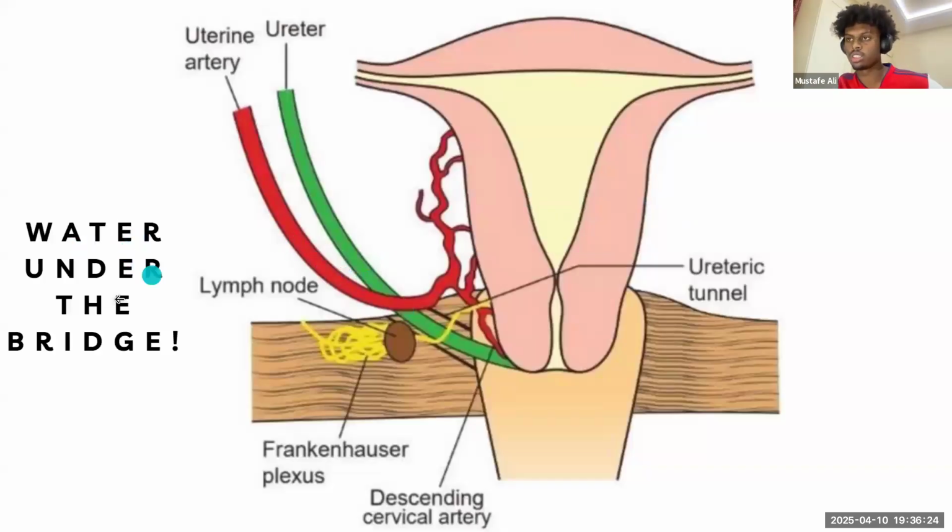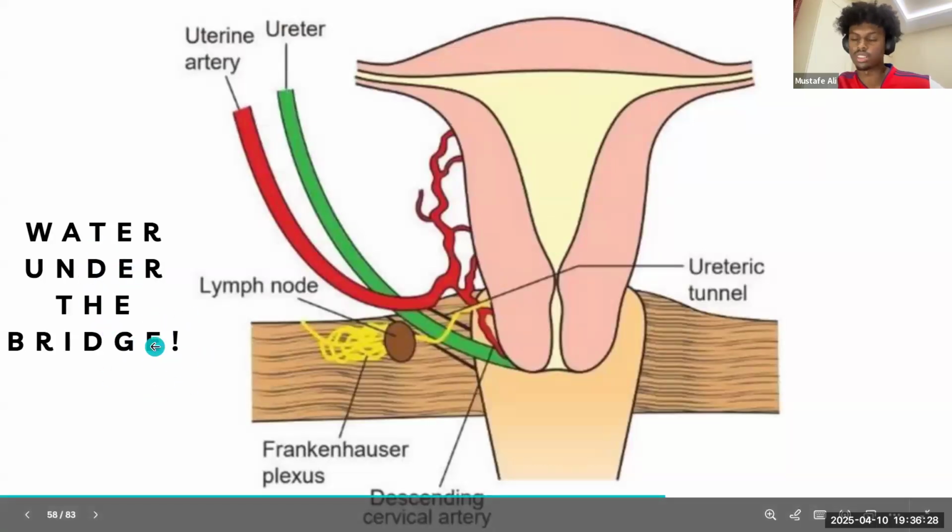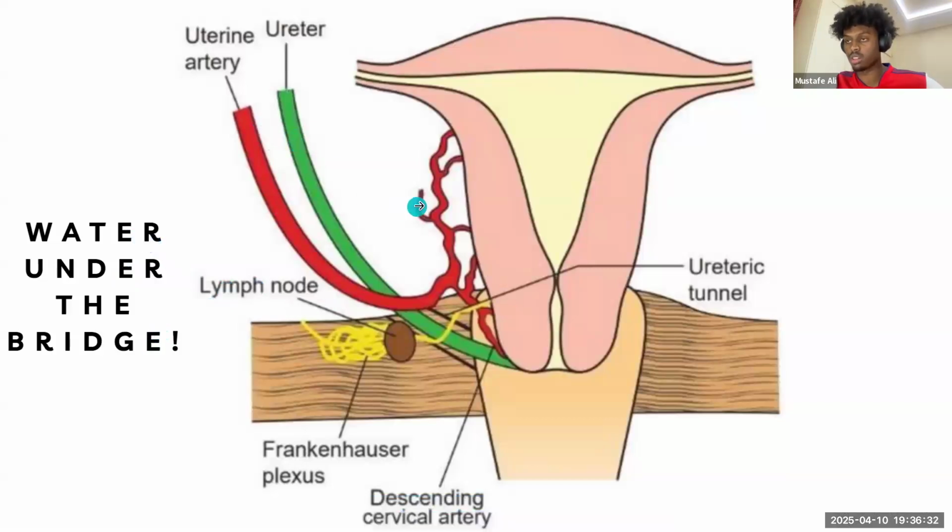Now, "water under the bridge" is a common sentence a lot of your professors say, or what they did say for us last year too. The water being the ureter and the bridge being the uterine artery. The uterine artery actually runs through an important ligament that you guys should know. It's called the cardinal ligament or the transverse cervical ligament.